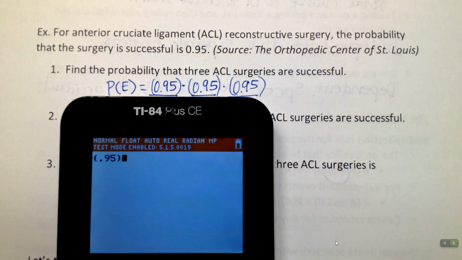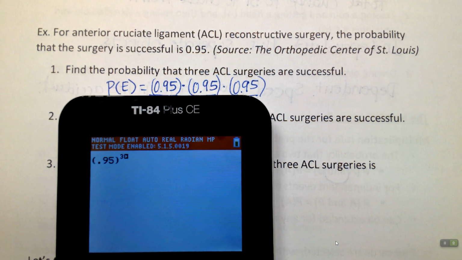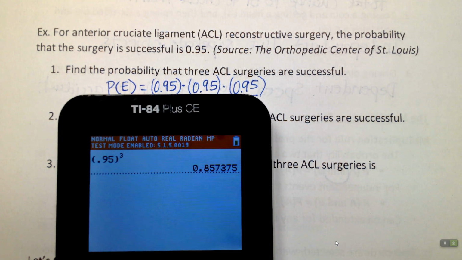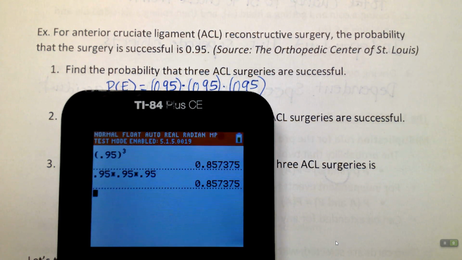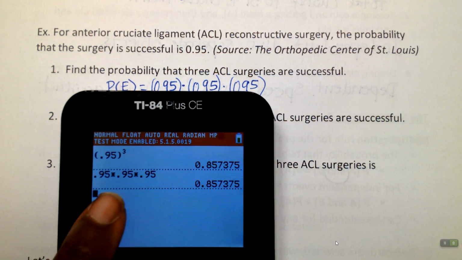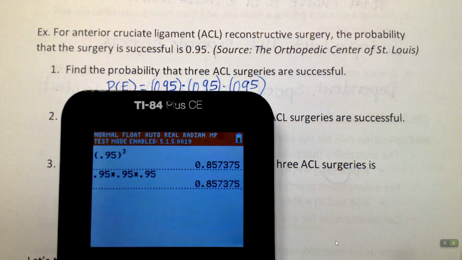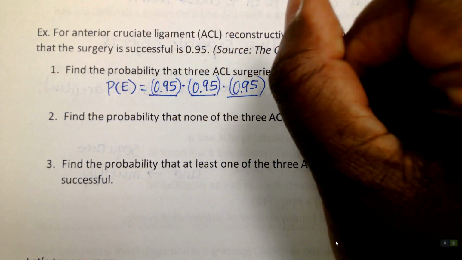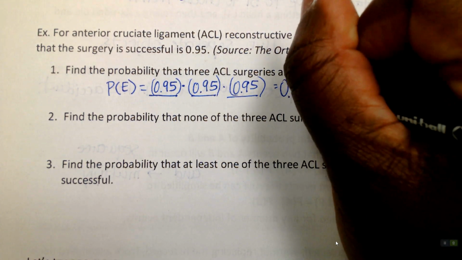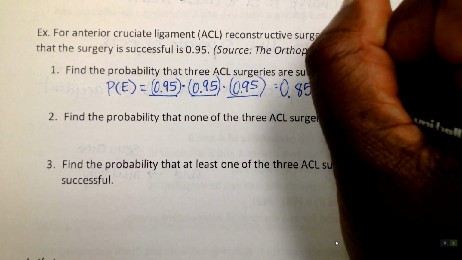What it is, really, is 0.95 to the third power. But I would just do the fundamental counting principle, just so that you won't mess up anything or make a mistake with this shortcut. So I would do this every single time. I know it's quicker, but just keep it consistent. All 3 surgeries are successful. That's 0.857.